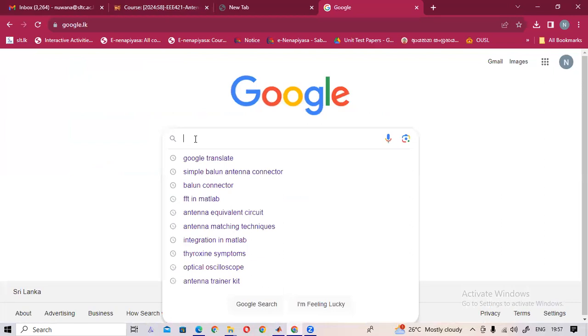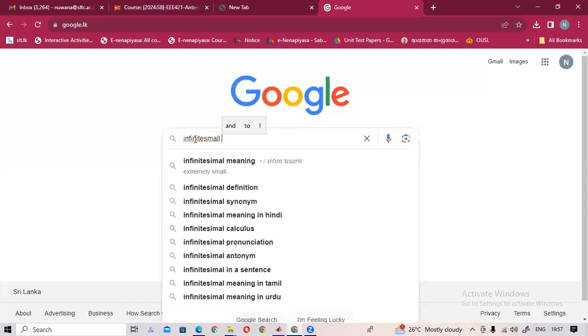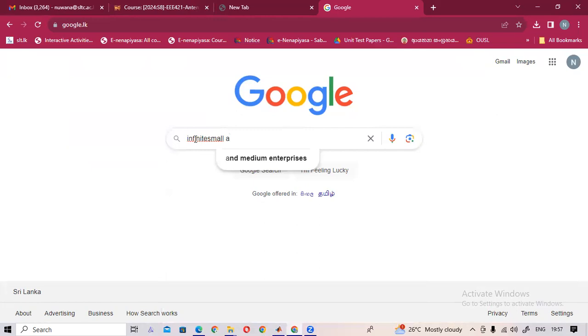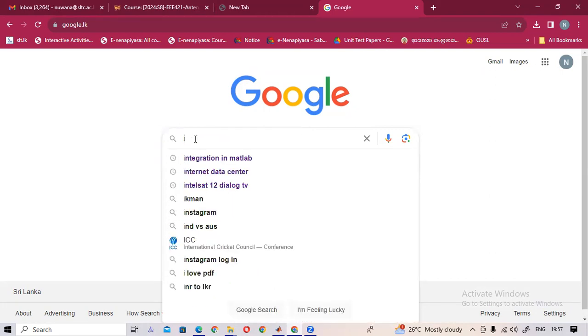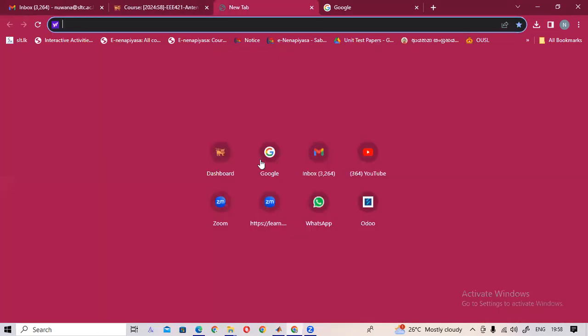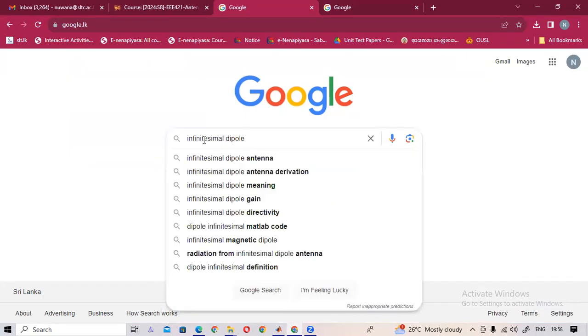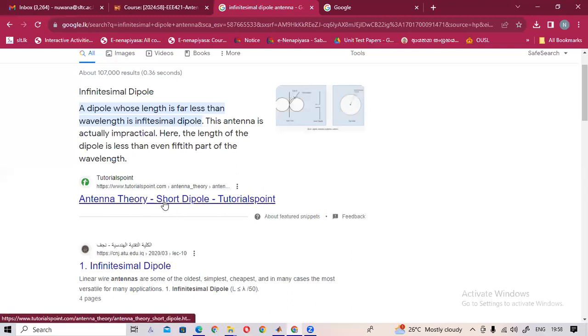Okay, so the infinitesimally small dipole. The dipole length is very far less than the wavelength.